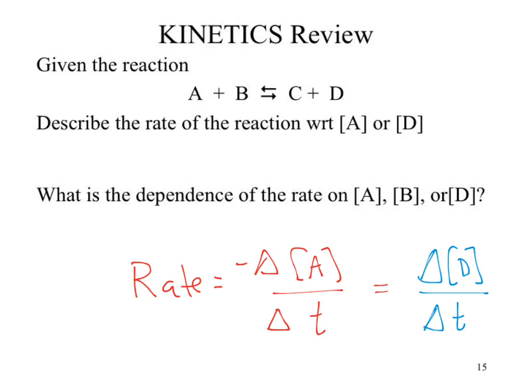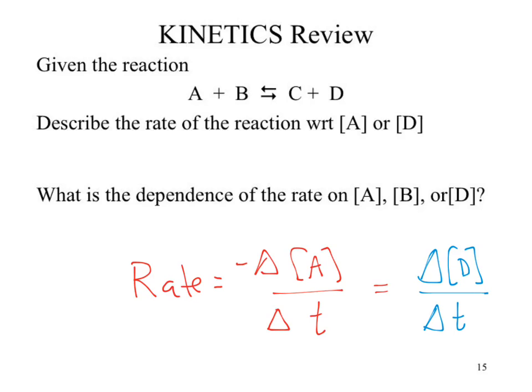So every time we run a reaction, we can monitor the rate of the reaction by looking at how the concentration of one of our species changes, with respect to time. Okay, so we can start to predict something about the rate. The next part is: what is the dependence of the rate on those concentrations? And that's a trickier question. That dependence is going to determine ultimately our kinetics.